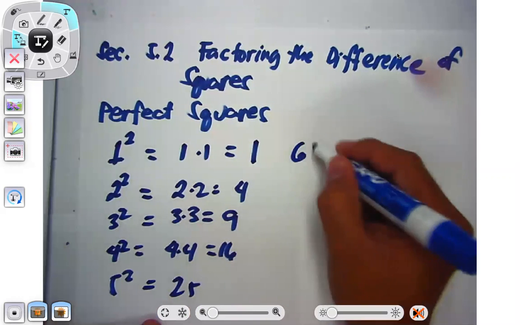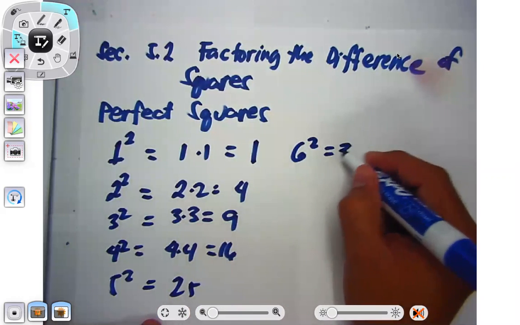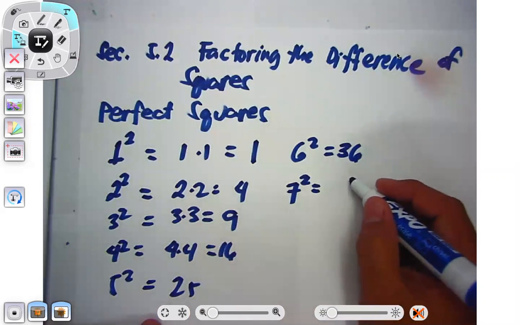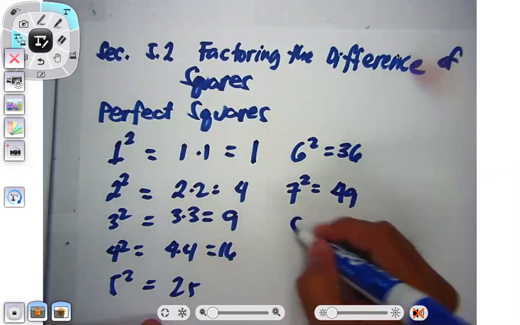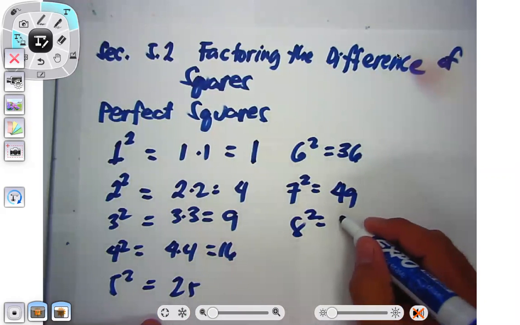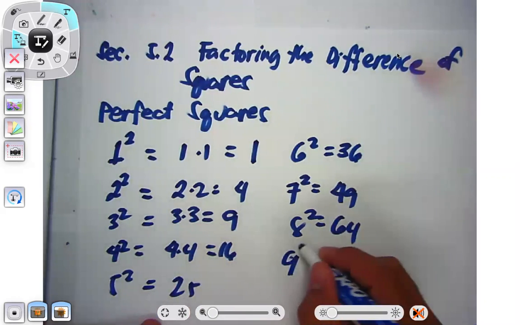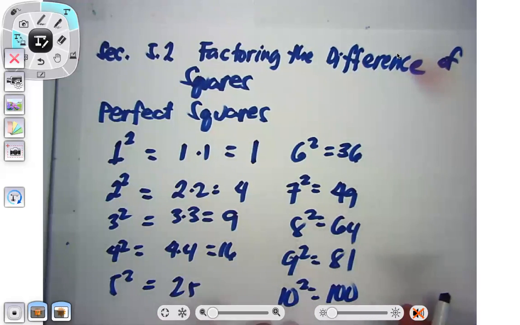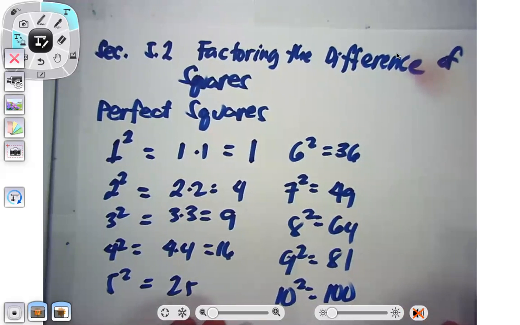Now let's go to 6 squared. 6 times 6, 36. 7 squared, 49. 8 squared, 8 times 8, 64. 9 squared, 9 times 9, you have 81. 10 squared, 10 times 10, 100. All right, let's list up to 15 until we consume all the space we have here.